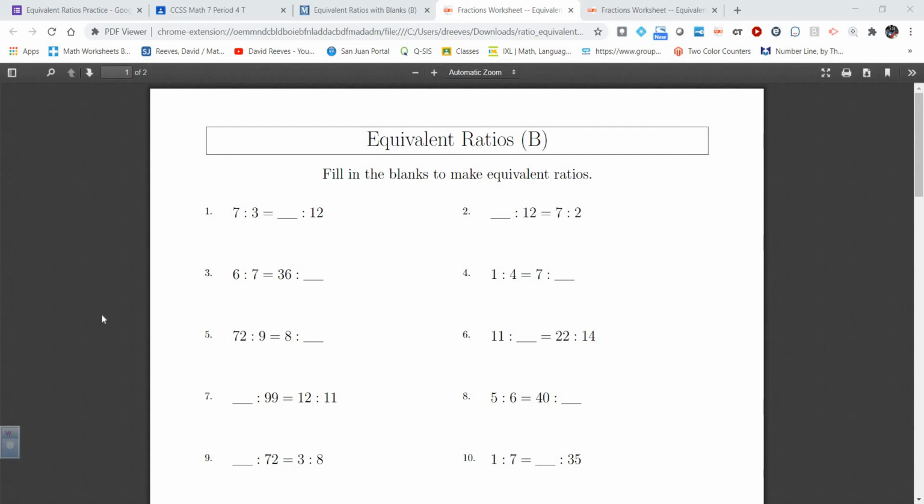Equivalent ratios are two ratios that, when simplified, will simplify down to the same value. They are of equal value. If you take the first number and divide it by the second number, you will get the same answer. Now, when we looked at equivalent ratios previously, we made a list and it made it kind of easier to see how they work. So I'm going to start with number one right here. 7 to 3 equals something to 12.